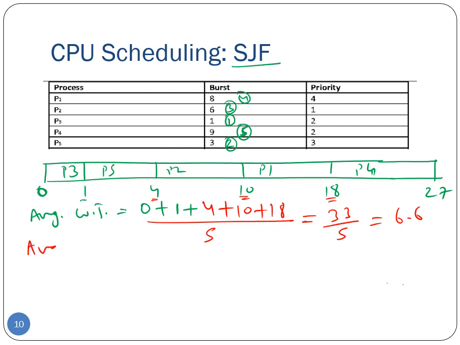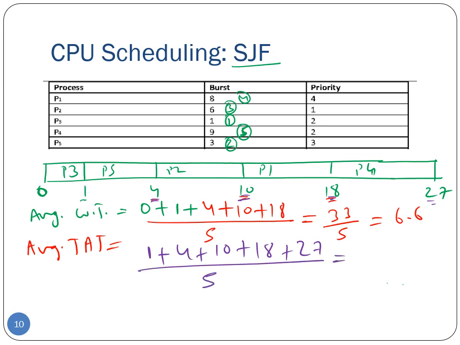Similarly, the average turnaround time is given by, so P3 finishes at 1, so its turnaround time was 1. P5 finishes at 4, its turnaround time is 4. P2 finishes at 10, so its turnaround time is 10. And P1 finishes at 18. Similarly, P4 finishes at 27, so its turnaround time is 27. So divide all of this by 5. It is 60 divided by 5, which is simply 12.